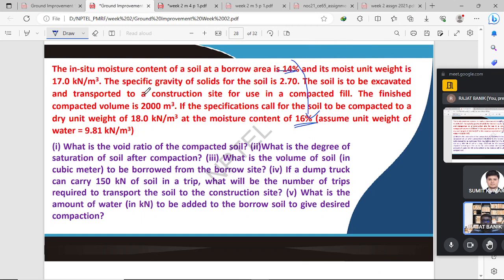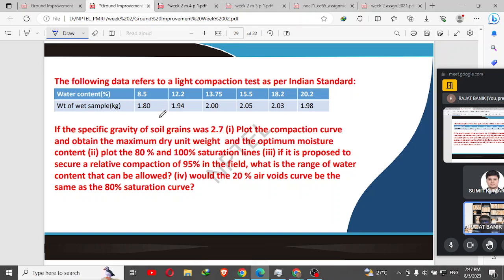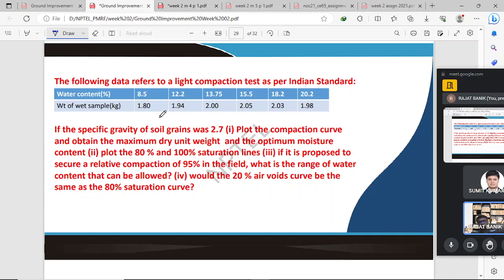So now the second question is very simple. It says to plot the compaction curve. All the values are given at different water contents, and different weights of the sample are given.